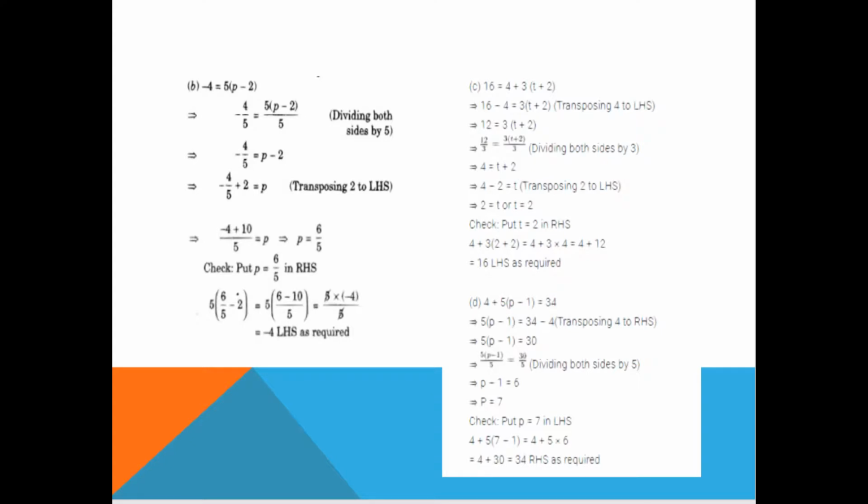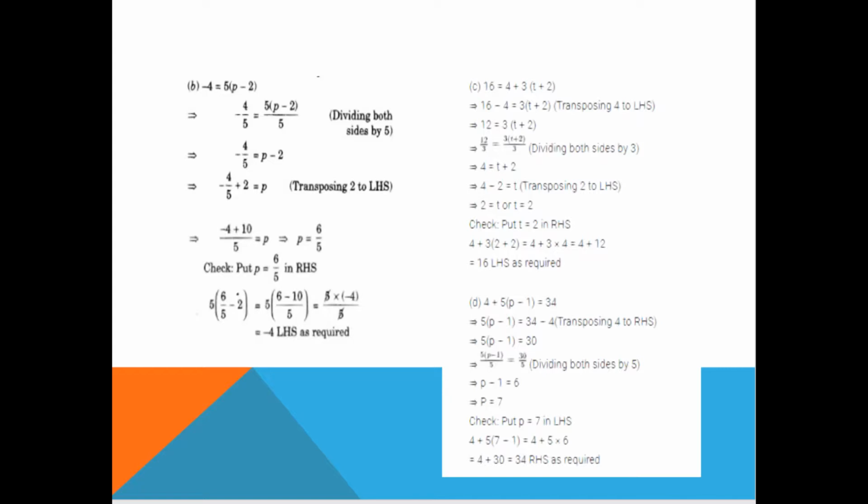I am explaining the D part. 4 plus 5 into (p minus 1) equal to 34. Transposing 4 to the other side, that is 5 into (p minus 1) equal to 34 minus 4, that is 5 into (p minus 1) equal to 30. 5 into (p minus 1) upon 5 is 30 by 5. P minus 1 equal to 6. Taking 1 on the other side, p is equal to 7.